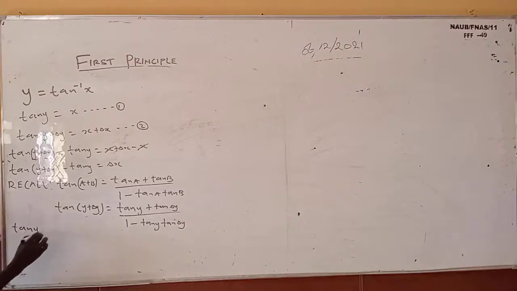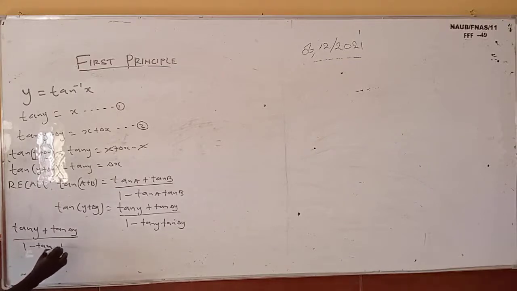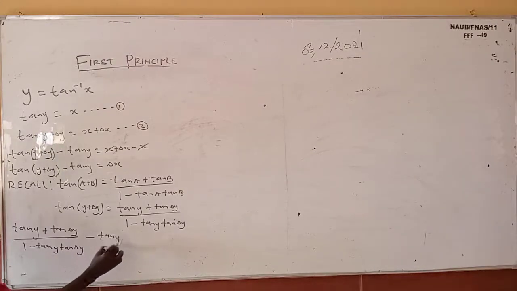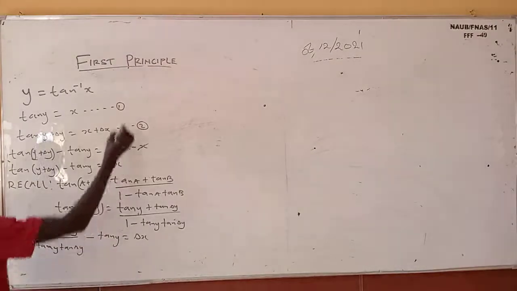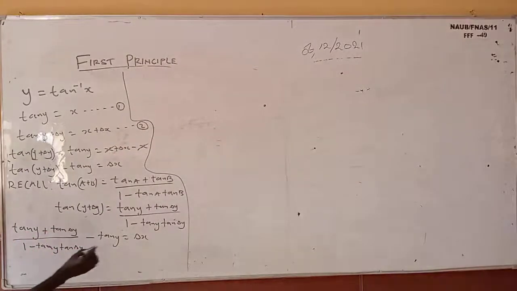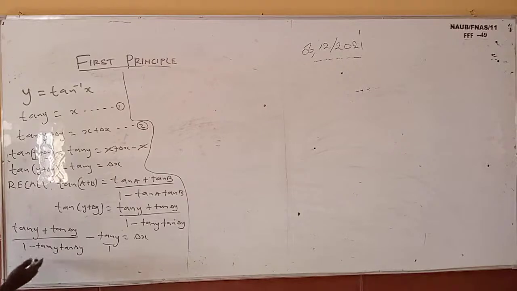So it means that tan y plus tan change in y all over 1 minus tan y tan change in y, minus tan y, is equal to change in s, all over 1. I hope you get this. The next step, before we divide through by change in y, let us find the LCM of 1 and this. The LCM of 1 and this is still this.